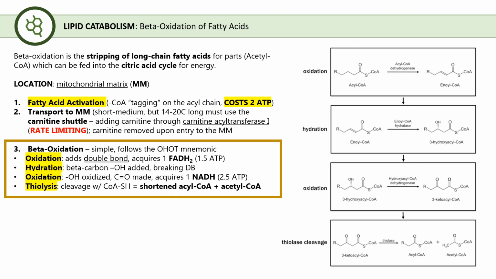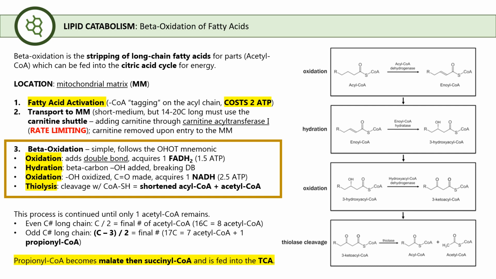For even-numbered long-chain fatty acids, this means we could get half the long chain in acetyl-CoA. So for example, 8 acetyl-CoA for a palmitic acid, plus 4 ATP for every cycle. For odd-numbered long-chain fatty acids, we get C minus 3 divided by 2, meaning one moiety will be a 3-carbon containing molecule called propionyl-CoA. So for a 17-carbon long-chain fatty acid, we'd get 7 acetyl-CoA molecules, which is 17 minus 3 divided by 2, plus 1 propionyl-CoA.